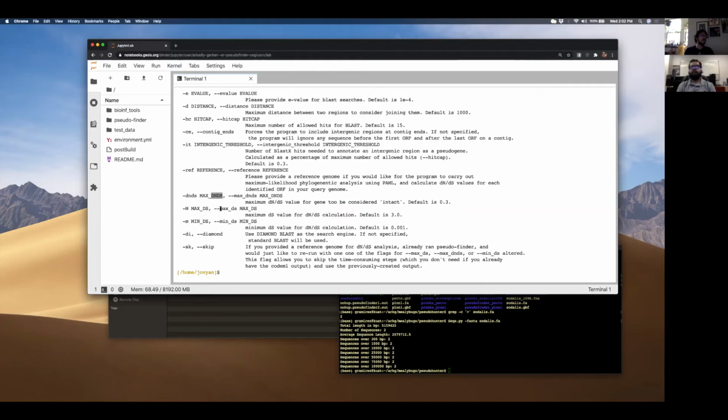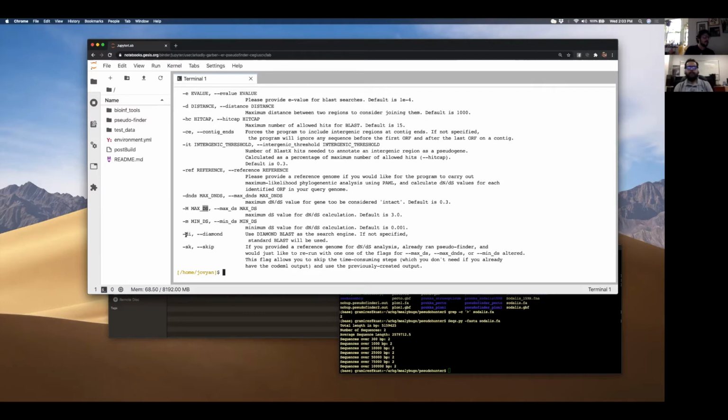But if you have a really high DS, then that might also result in a really non-informative DNDS value, because the genes are just too divergent. You might see a lot of mutations that have occurred that are synonymous, and you've saturated all the potential synonymous sites within the gene where mutations can occur.